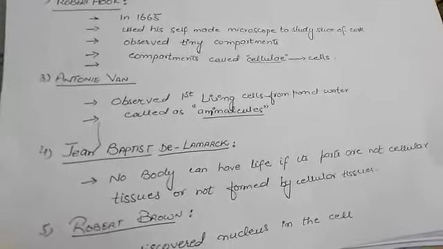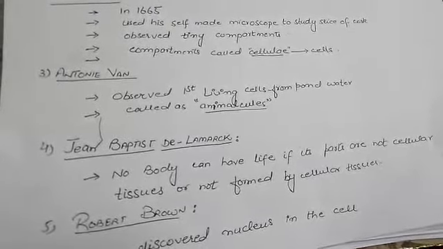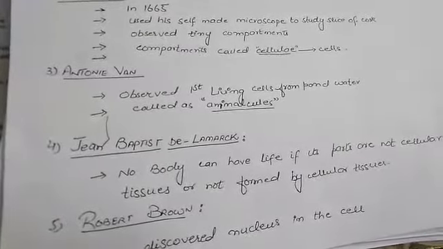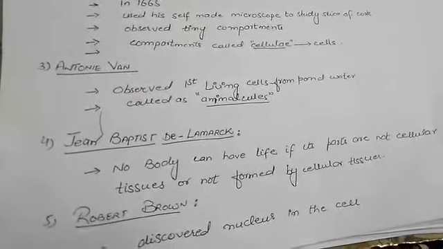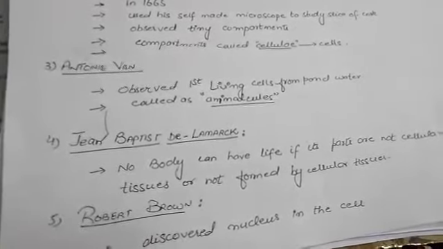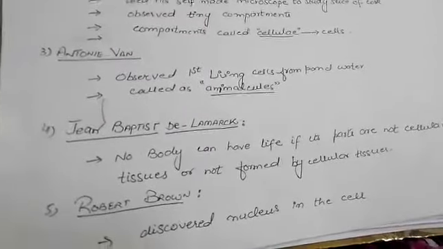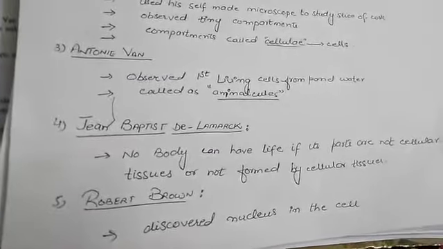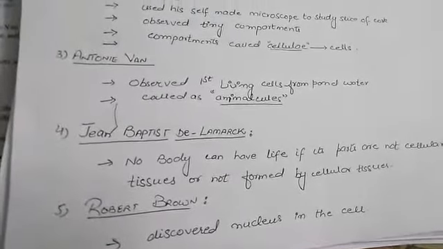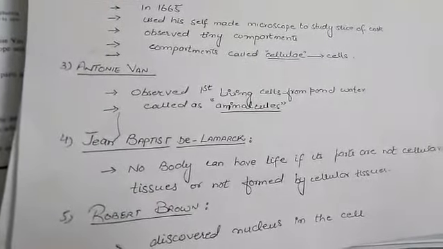Then we have Jean Baptiste de Lamarck. In 1809, Jean Baptiste de Lamarck proposed that no body has life if its parts are not made from cellular tissues, or not formed by cells. The next one is Robert Brown. In 1831, a British botanist, Robert Brown, discovered the nucleus in the cell.